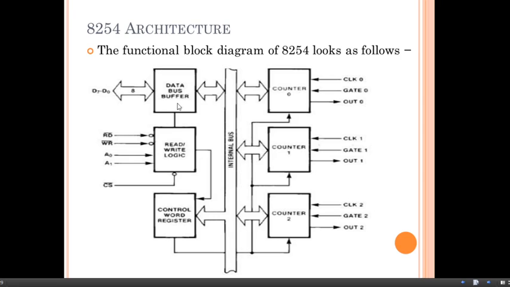The data bus buffer is internally connected with this read write logic. One output of the read write logic is provided to the control word register. Similarly, the control word register signal is provided to counter 2, counter 1 and counter 0.